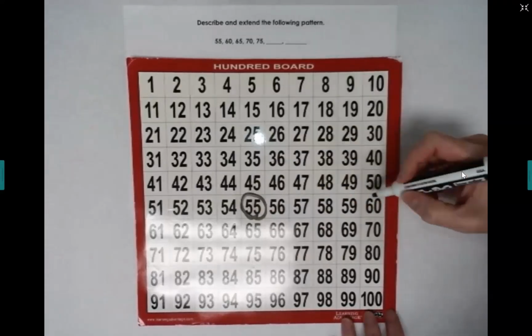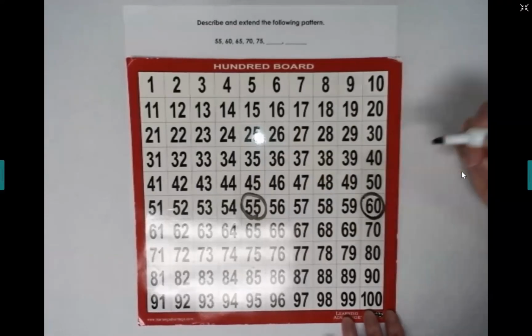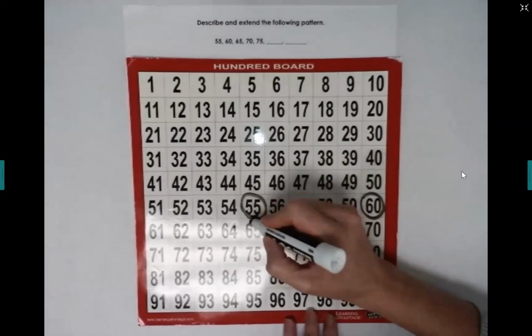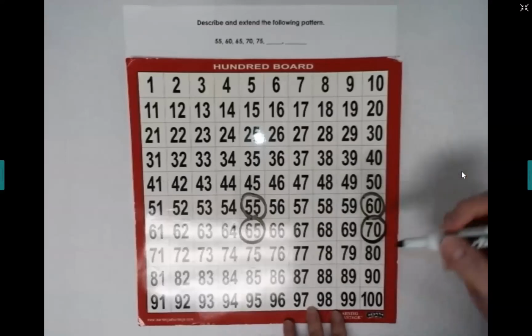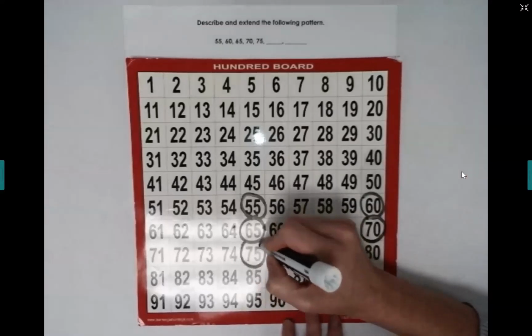So I'm going to come over here and find 60. Next is 65, 70, and then 75 is the last number that I'm given in my series.